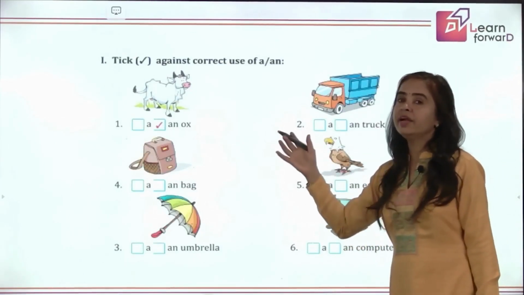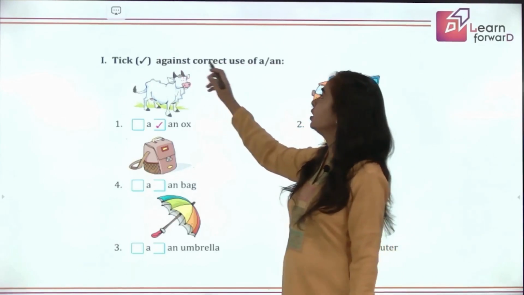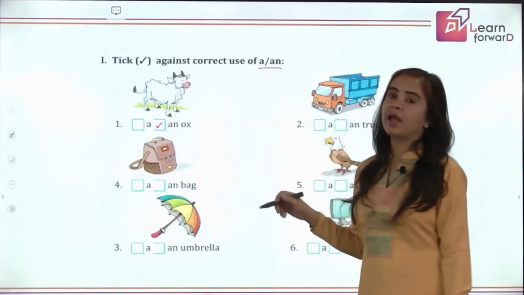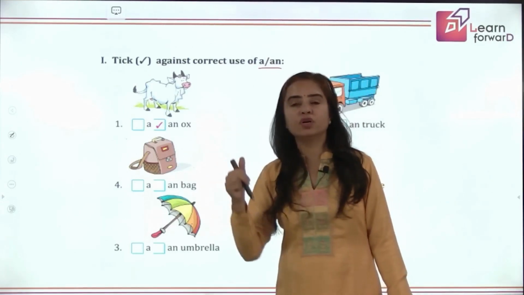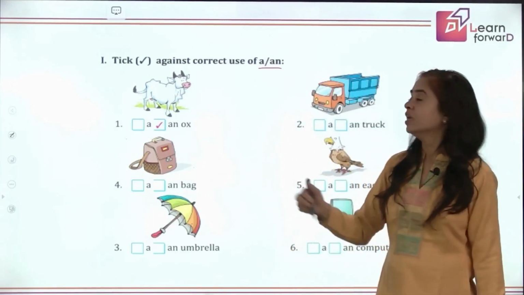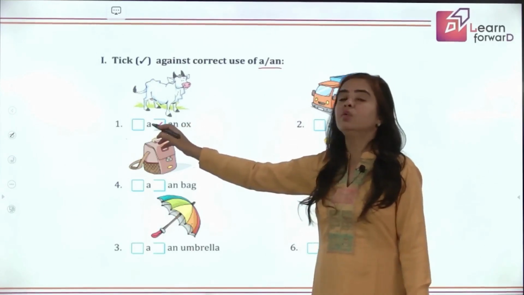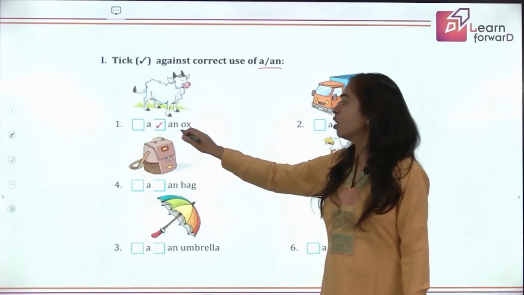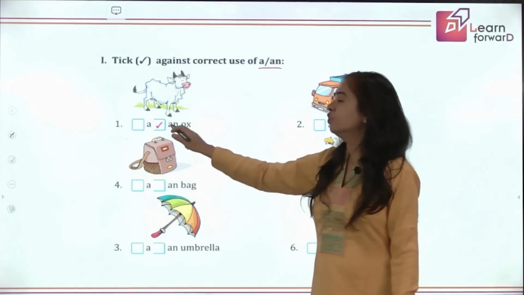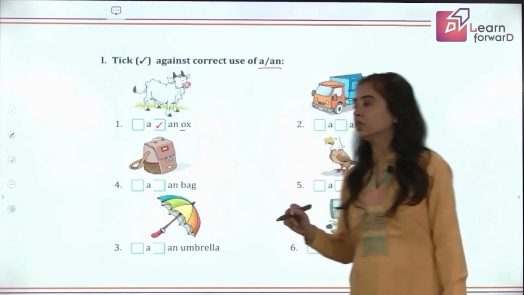Now moving ahead, we have an exercise here. Pick the correct use of a or an. So some pictures are given. You have to focus on the words. You have to focus on the vowel or consonant sounds and then identify whether you will be using a or an. So look at this. This is ox. That's a vowel sound. So we will be using an. We have ticked here an.